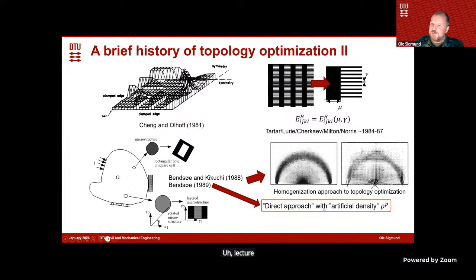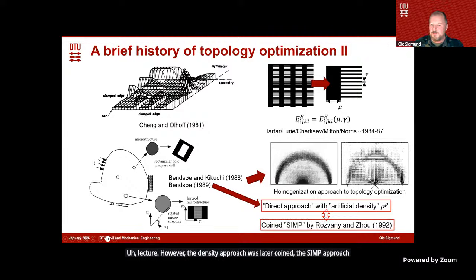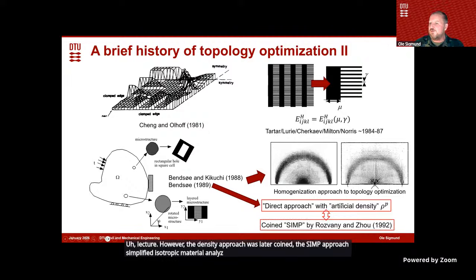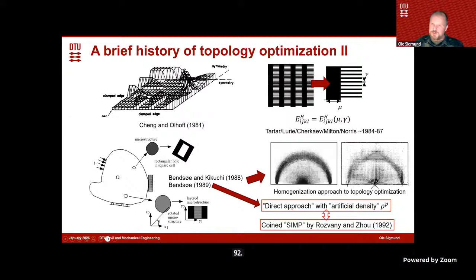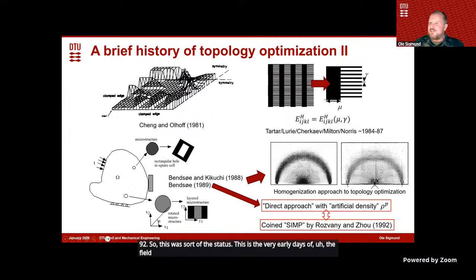However, the density approach was later coined the SIMP approach, simplified isotropic material with penalisation, by Rozvany and Zhou in their paper from 1992. So this was sort of the status. This is the very early days of the field. These pictures that Bendsøe and Kikuchi created were sort of looking a little bit mushy.